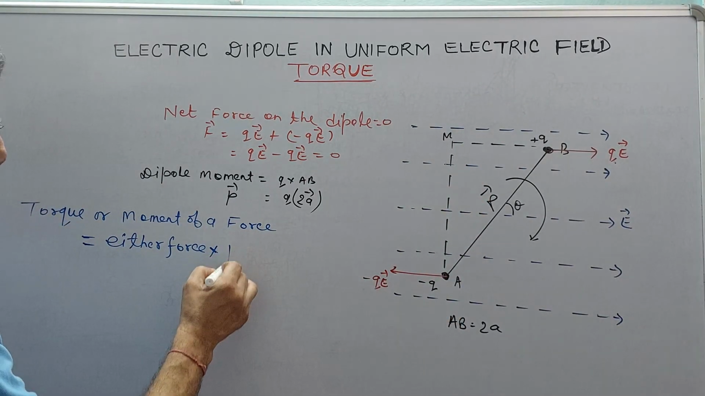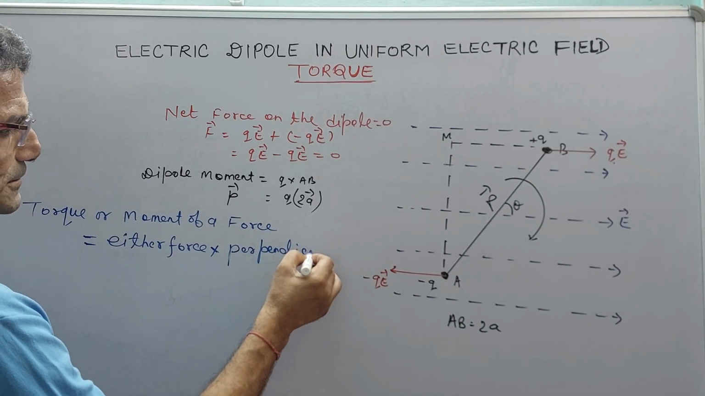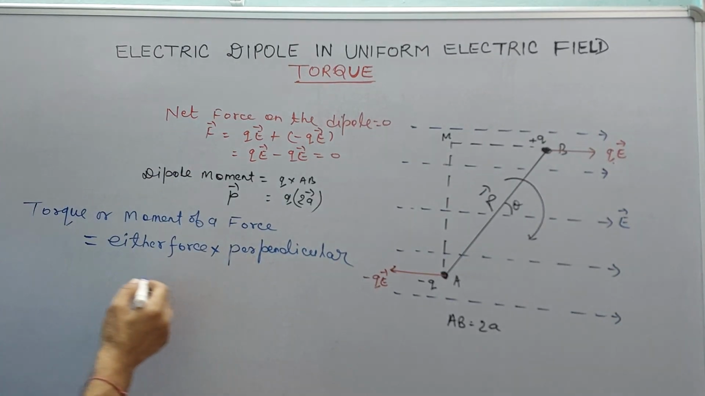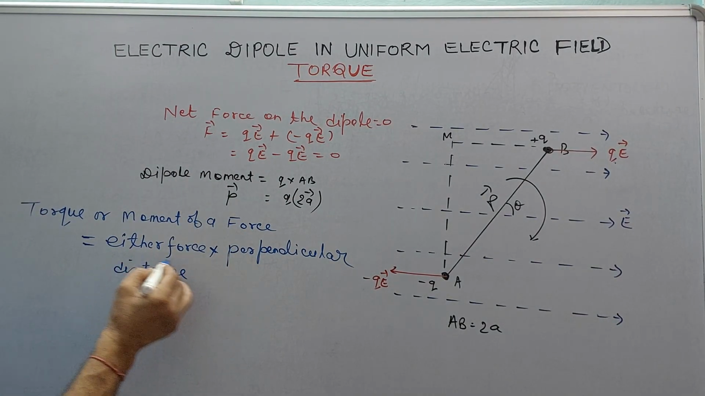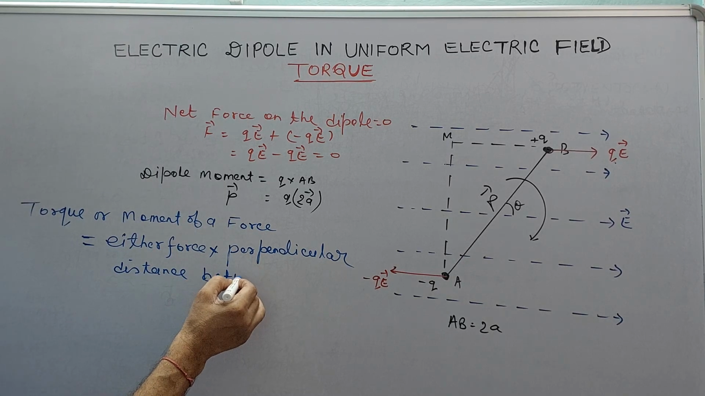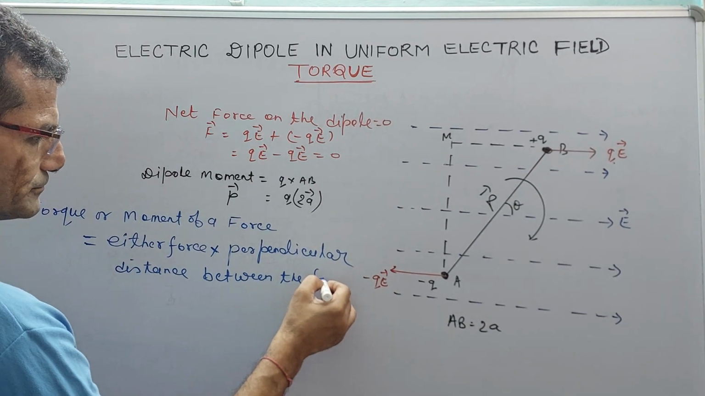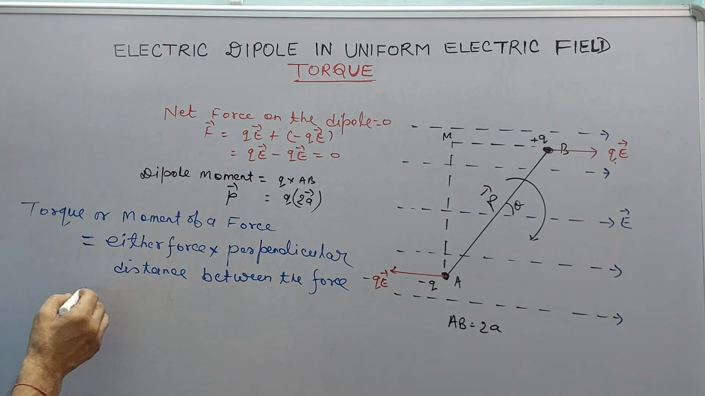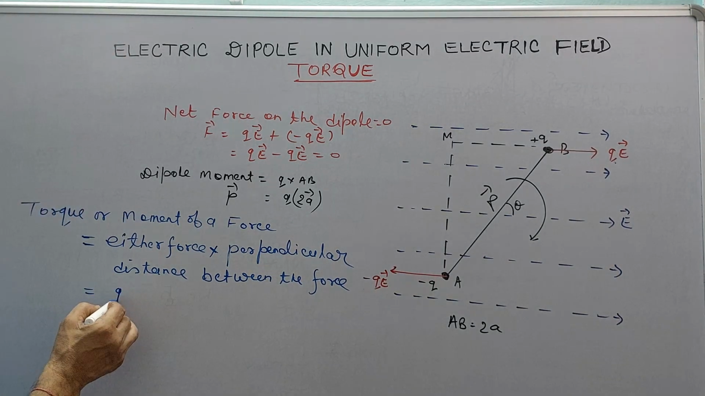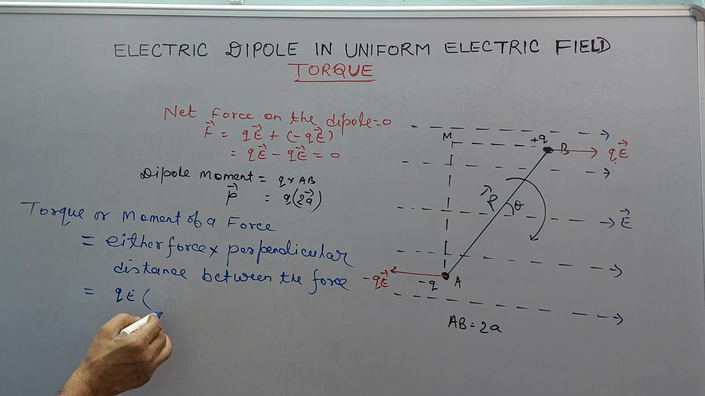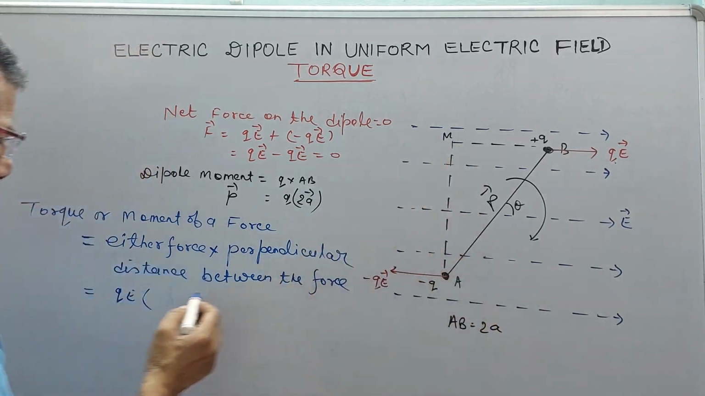So the perpendicular distance between the forces. Now the magnitude of either force is qE. So the torque is qE, the magnitude of either force, multiplied by the perpendicular distance between these two forces. This is the arm.